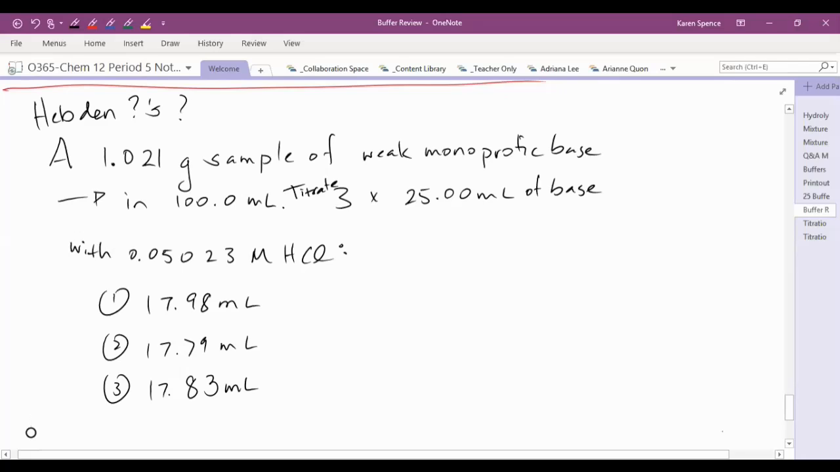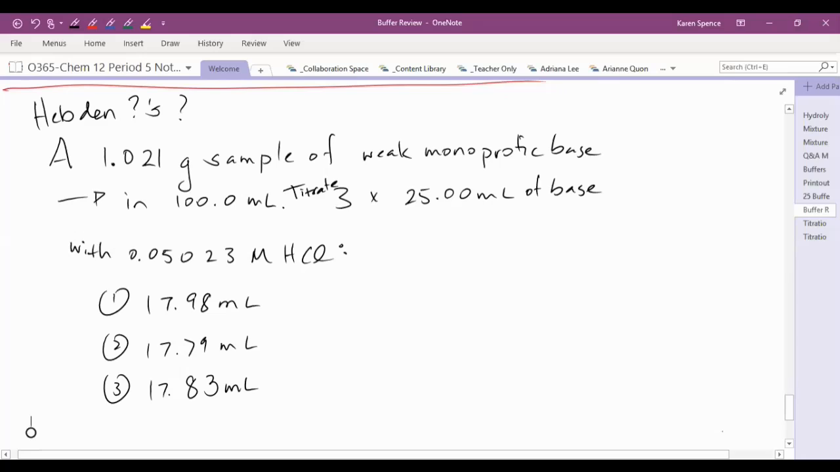This is Hebden problem number 103. A 1.021 gram sample of a weak monoprotic base is dissolved in 100 milliliters of water. We titrate three separate 25 milliliter samples of the base with 0.0523 molar HCl. In trial number 1, it takes 17.98 milliliters of HCl to reach the endpoint. In trial number 2, it takes 17.79 milliliters to reach the endpoint, and in trial number 3, 17.83 milliliters of the hydrochloric acid to reach the endpoint.